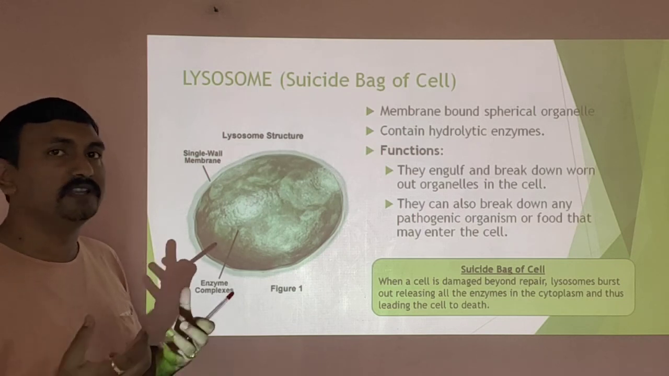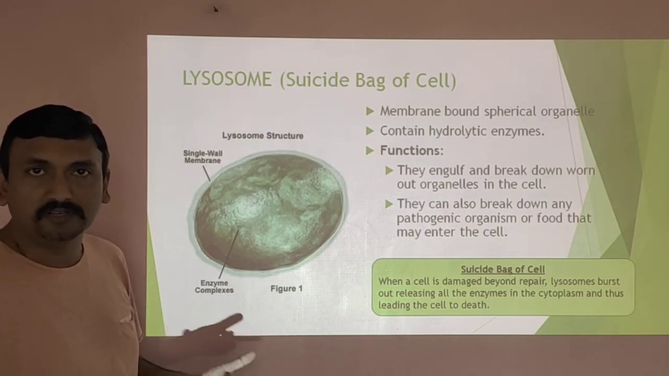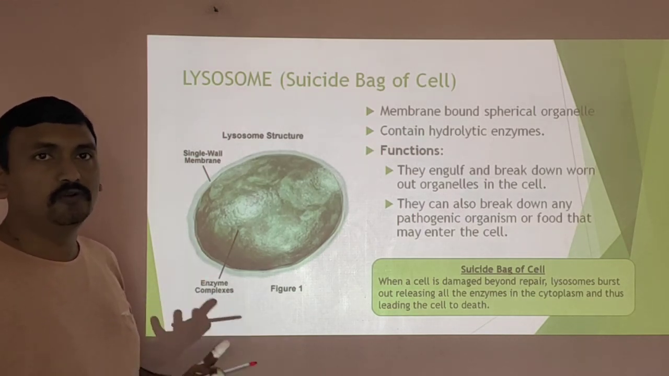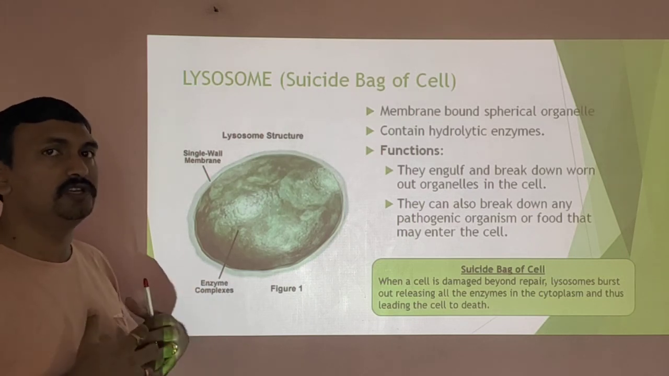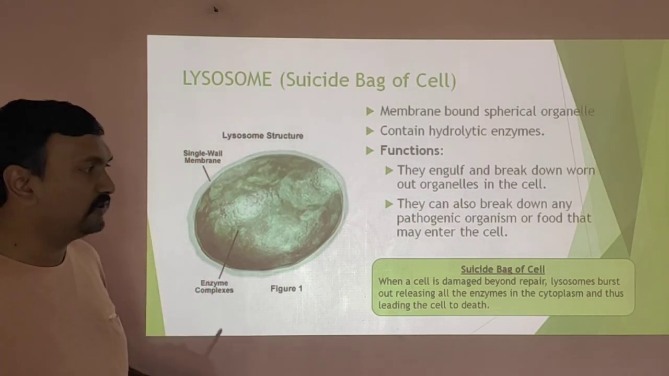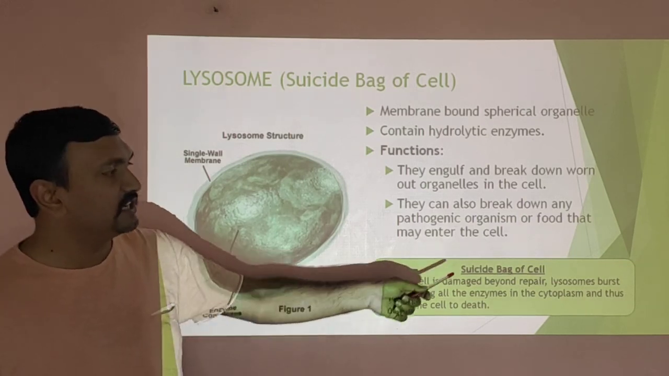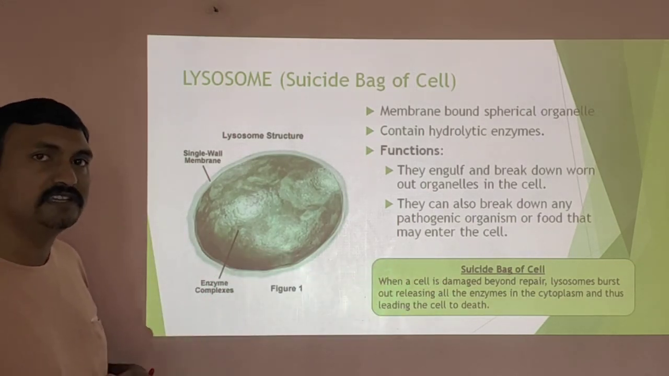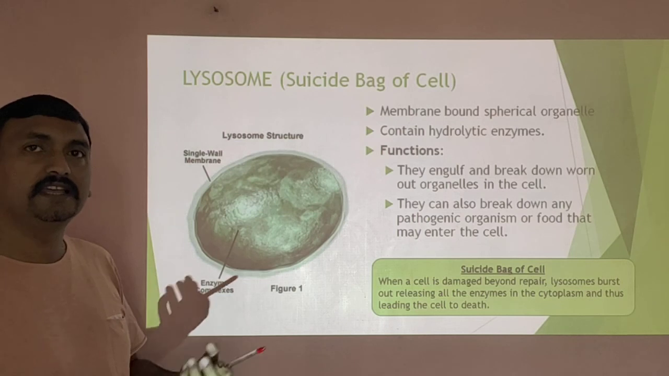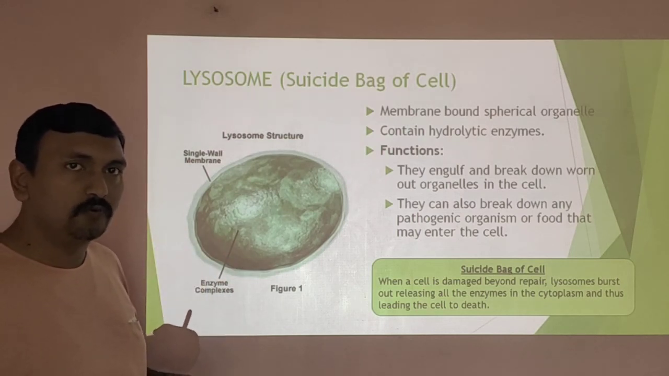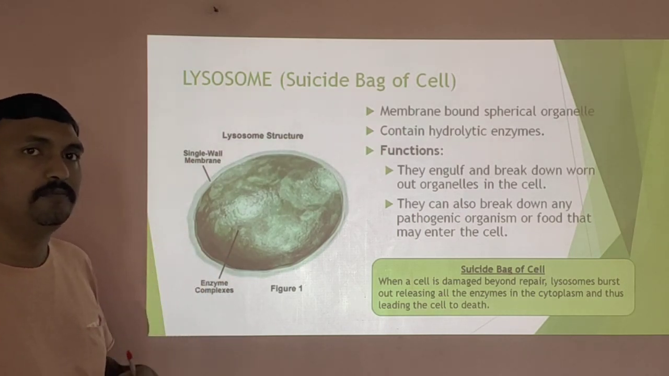And therefore, when organelles are dead, what will happen? The cell will undergo death. The cell will no more be functioning, so it is dead. It is dissolved. So that's why we call it a suicide bag of the cell, because it is responsible for killing its own cell, not the normal ones, the ones which are damaged beyond repair.